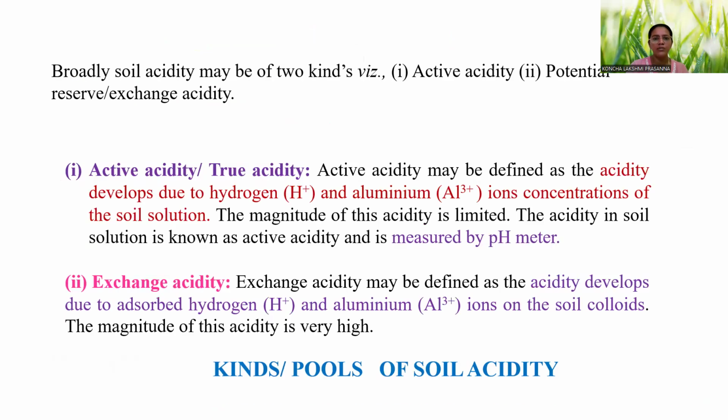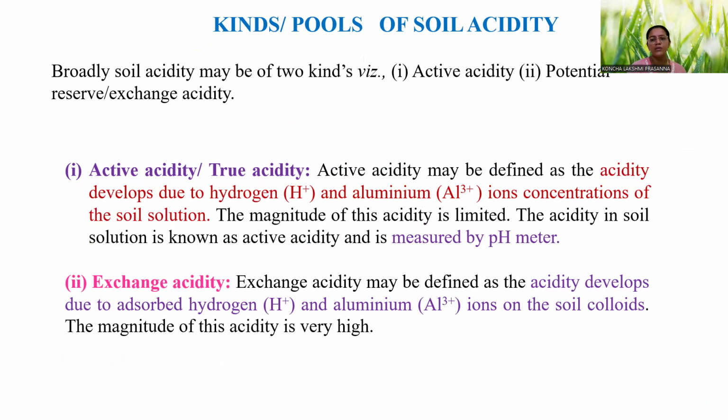So, types or pools of soil acidity. There are three types of soil acidity: active acidity, potential or exchange acidity, and next is the residual acidity. First is the active acidity.